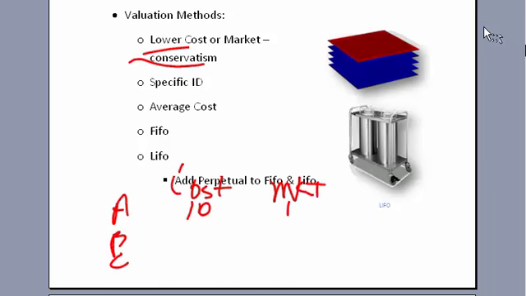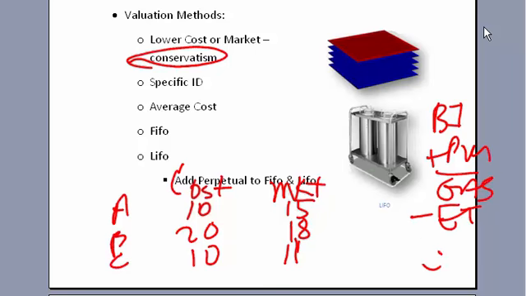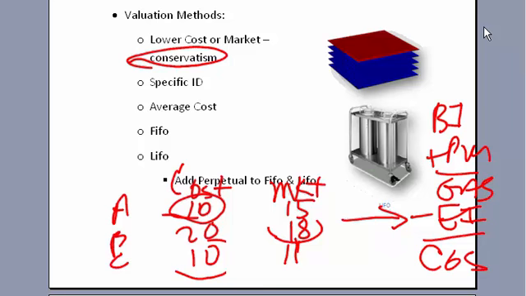So if this was $10 and the market is now $15, if this is $20 and the market's $18, if this is $10 and this is $11, we simply go through each of our items and say, okay, when we're going to set the dollar value of our ending inventory for this calculation, remember beginning inventory plus purchases, goods available for sale, minus ending inventory is cost of goods sold. So when we're setting this ending inventory, we would take the number of units times 10 for A, the number of units times 18 for B, and then the number of units times $10 each for C.